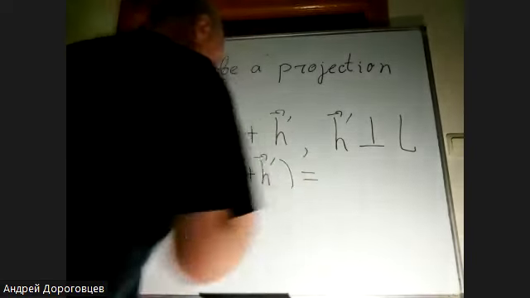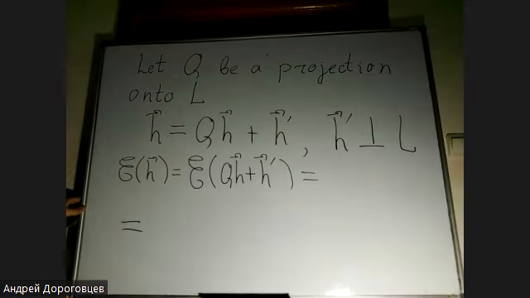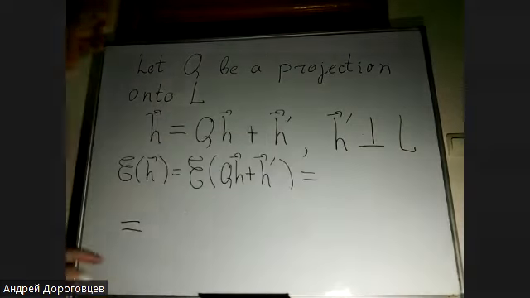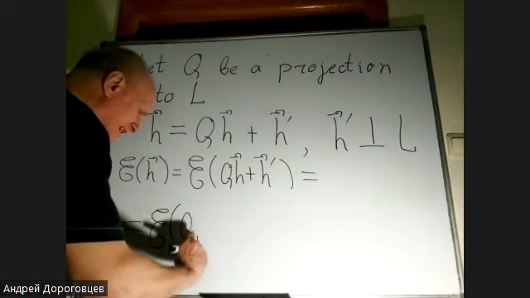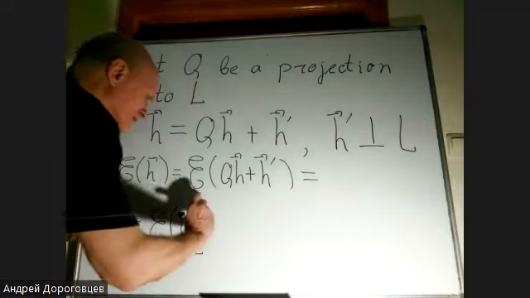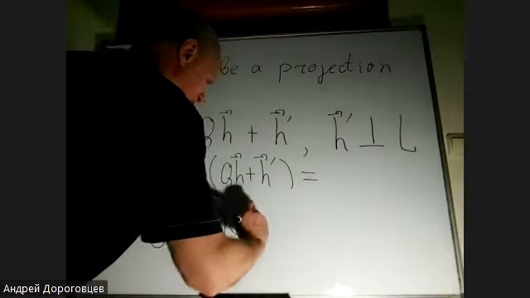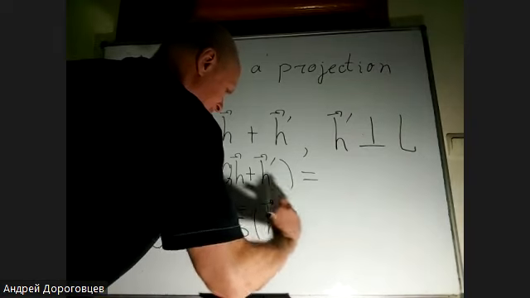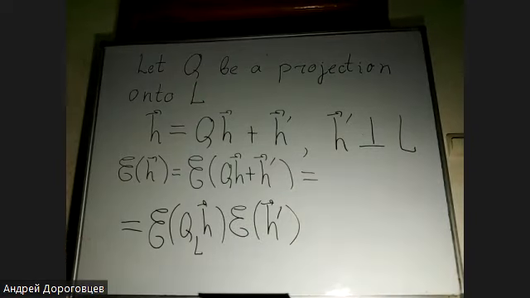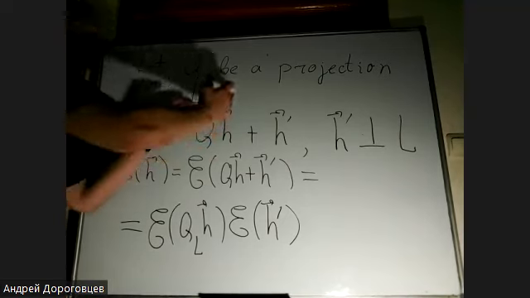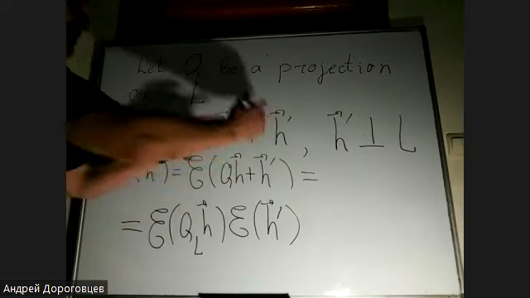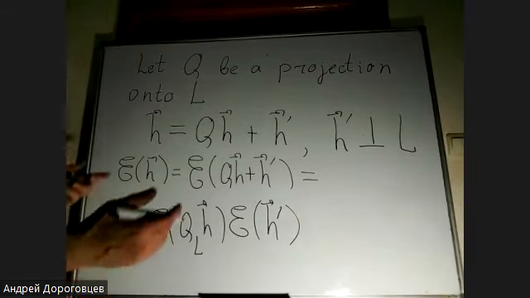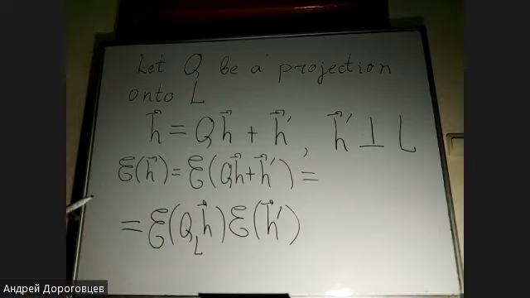And then it's easy to check, due to orthogonality, that now I have the following. This is the exponent of QH multiplied by the exponent of H prime. We only need to check that the norm of H squared is equal to the norm of QH squared plus the norm of H prime squared. This is just the Pythagoras theorem. So we have such an expression.